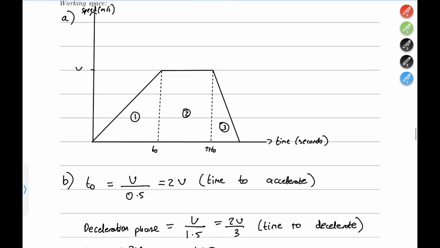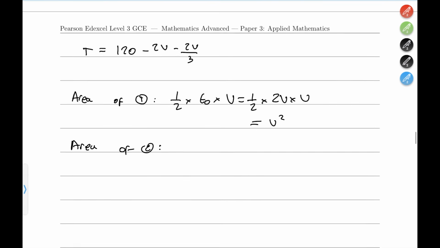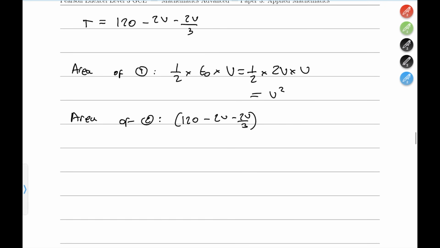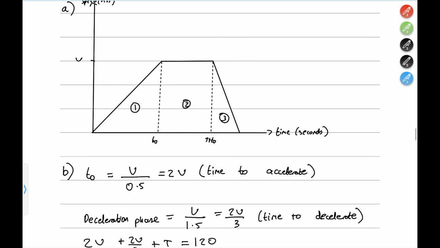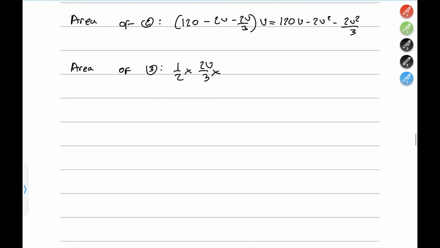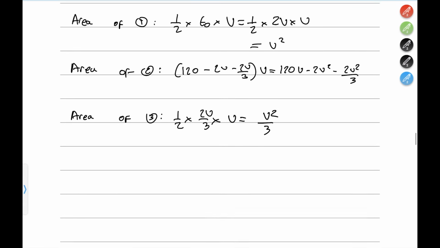And next, we have the area of this rectangle. So area of 2, well, that is just going to be t. We calculated t to be 120 minus 2v minus 2v over 3. Okay, and then multiply that by v. So 120v minus 2v squared minus 2v squared over 3. And lastly, the area of 3 is going to be a half times the deceleration phase. So the deceleration phase we calculated was 2v over 3. So half times base, and the height is v. So that will give us v squared over 3.